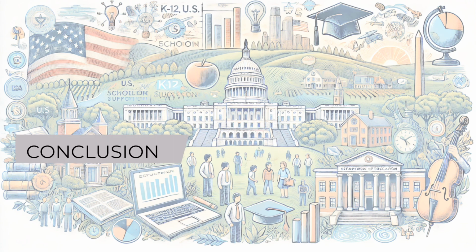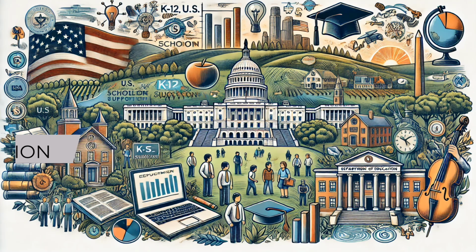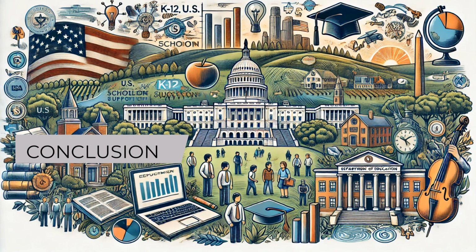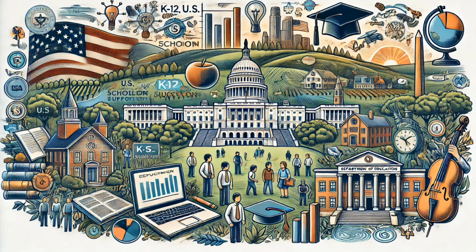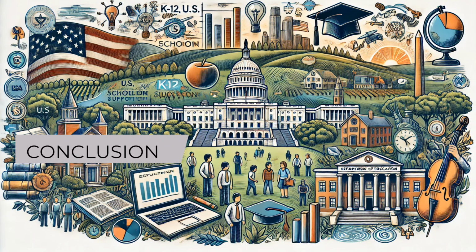In conclusion, the U.S. Department of Education is a vital institution that supports students, teachers, and schools across the nation. From funding rural schools and providing financial aid for college students to enforcing equal access to education and promoting teacher quality, the department's work is far-reaching and essential for the success of American education.